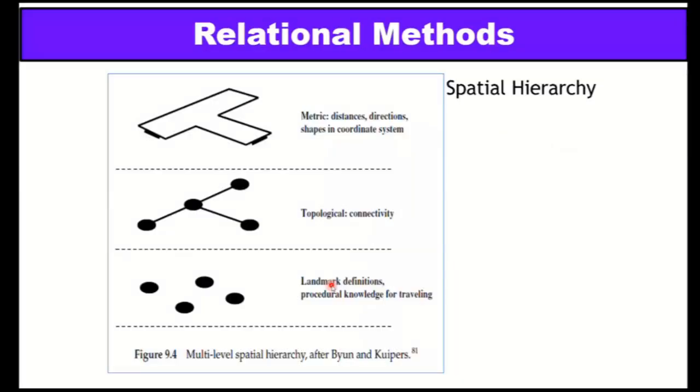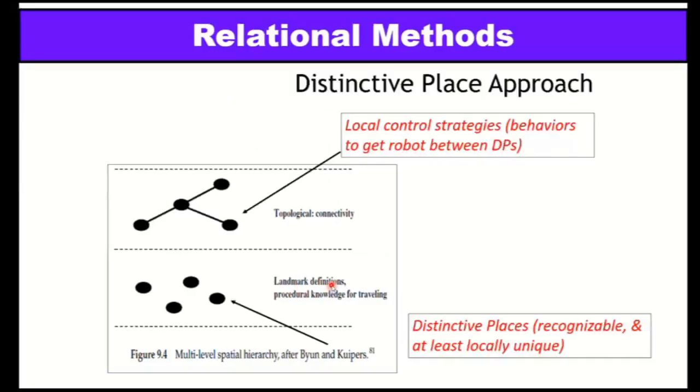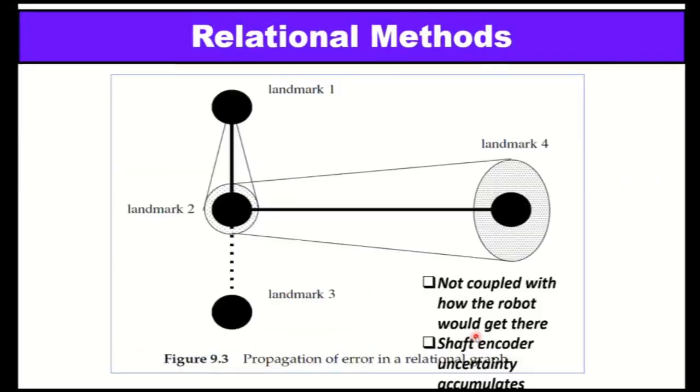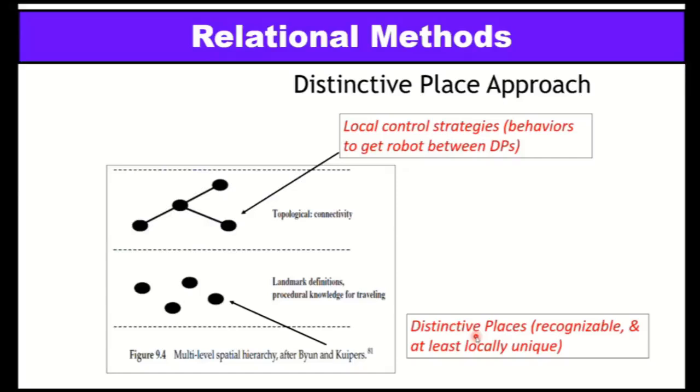Another method is spatial hierarchy, where topological connectivity can be assigned. Many times you can calculate the different types of connections, and you can calculate distance also. The relational method uses spatial hierarchy, where topological connectivity can be found out, and then local control strategies can be decided with that.